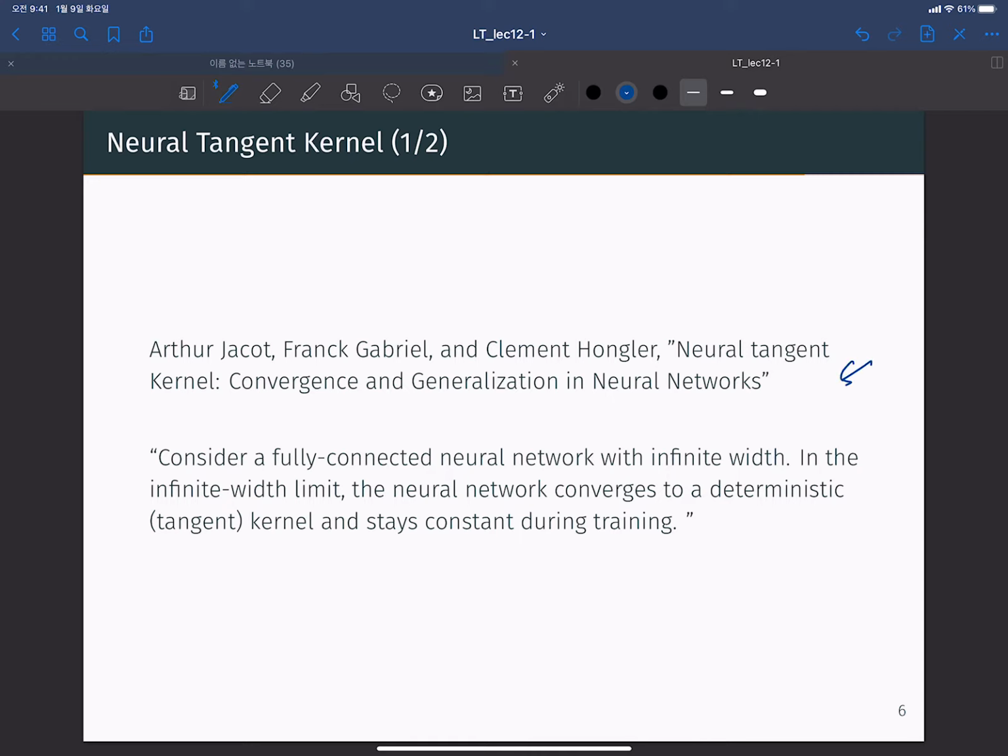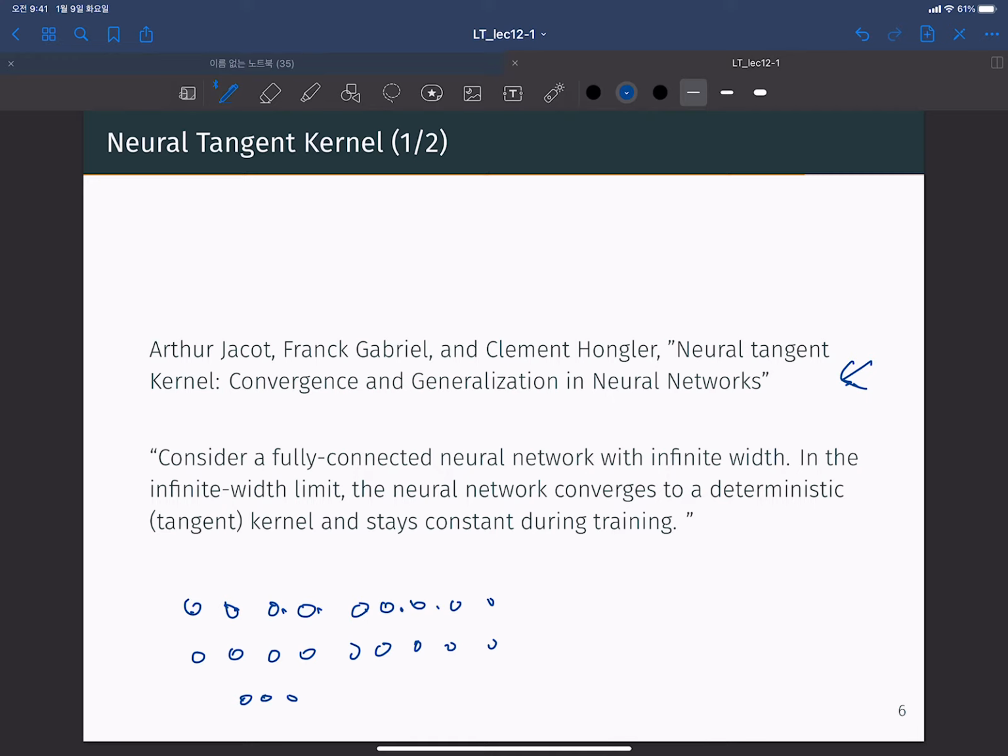And this paper is very interesting, and many followed work also very interesting, and called neural tangent kernel convergence and generalization in neural network. Here they claim they consider a fully connected neural network with infinite widths. So here infinite widths means essentially when you design a neural network, each layer. So first of all, neural network is layer-wise structure. It consists of many layers, and each layer consists of neurons. There are many different elements in one single layer, and the number of neurons in one layer is called width.